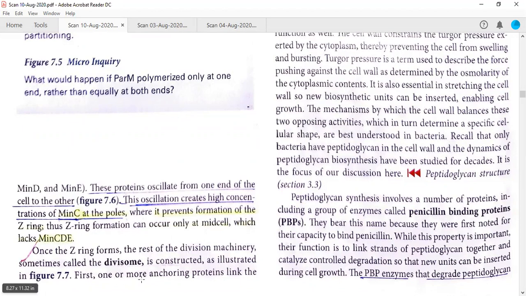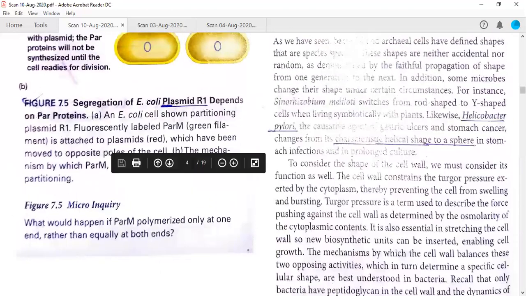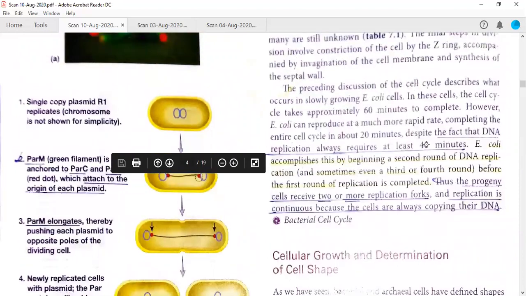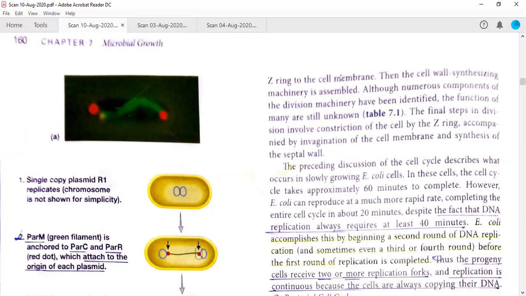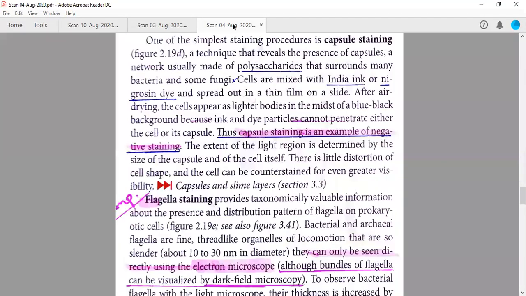Okay, so first, one or more anchoring proteins link the Z ring to the cell membrane. So this Z ring is made up of FtsZ, and some other proteins link this Z ring to the cell membrane. Then the cell wall synthesizing machinery is assembled. Although numerous components of the division machinery have been identified, the functions of many are still unknown, as we have discussed from the table.